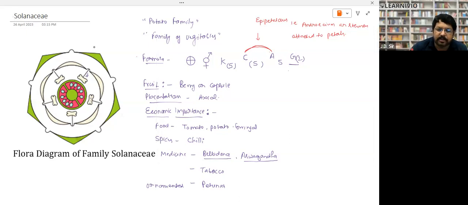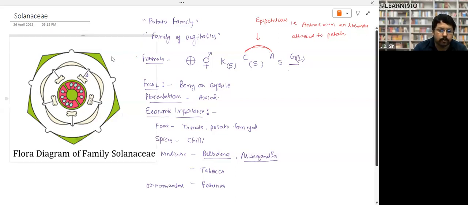Look, again, I will explain everything. Floral formula. It has radial symmetry. Look at this floral diagram, it has radial symmetry, so I will write actinomorphic. This symbol belongs to actinomorphic. Both male and female parts, stamen and ovary, are present. So I will write down bisexual. Both sexes are present in the same flower.